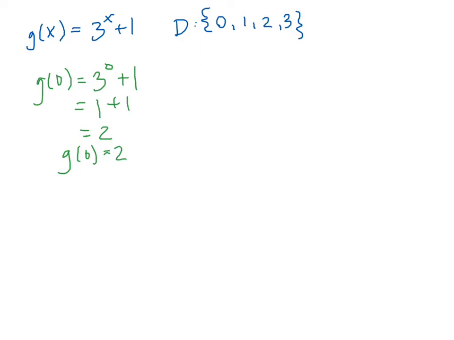Let's switch colors and we will do our second input, which is 1. Everywhere I see an x, I'm going to input a 1. And following order of operations, we do the exponent first. 3 to the power of 1 is 3. 3 plus 1 is 4. So g of 1 equals 4.